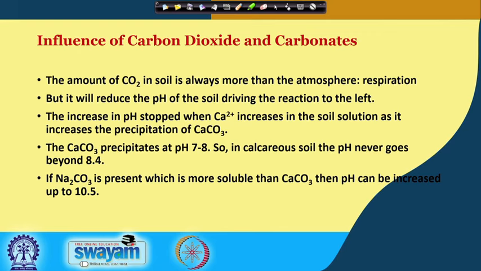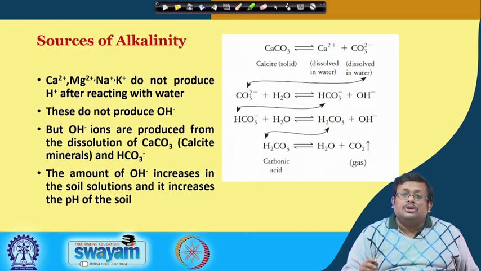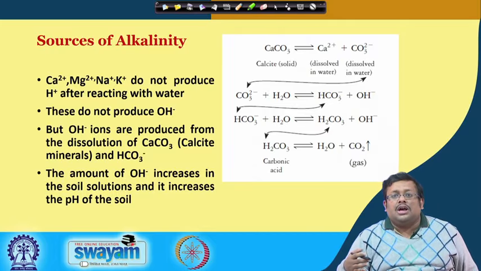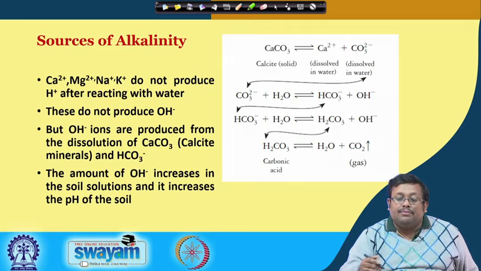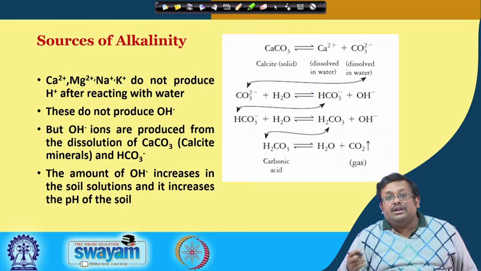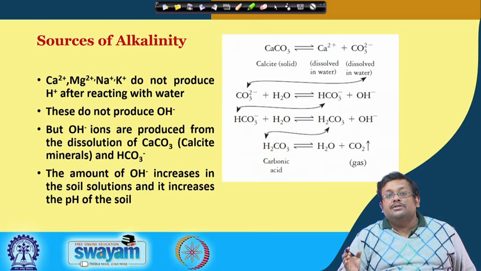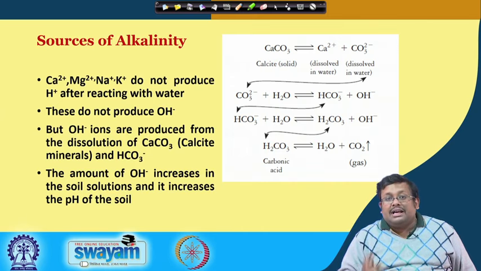Now, the increase in pH will stop when calcium increases in the soil solution, as it increases the precipitation of the calcium carbonate. Now, you see in the previous slide, calcium carbonate dissolution is required for the generation of alkalinity. However, if the calcium concentration in the soil solution increases, obviously this calcium carbonate will precipitate, and when it precipitates, the dissolution will be reduced. So, when the dissolution of the calcium carbonate is reduced, obviously there will be less generation of alkalinity, or the soil alkalinity generation will be stopped there.